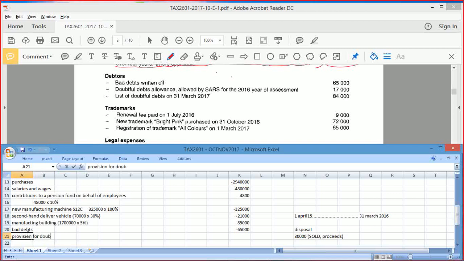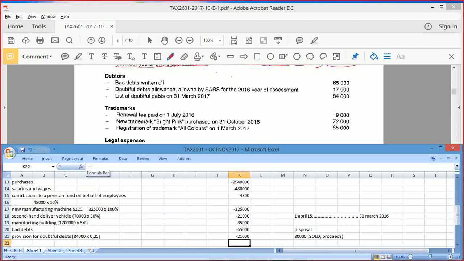Provision for doubtful debts. Okay, brackets. How much was the provision for doubtful debts for this year? 84,000. Sorry, that was 84. 25%. Yes, sir. 21, good. Positive, negative? Negative. Okay, would you have to take out the old allowance? Last year's one? Yes, sir.